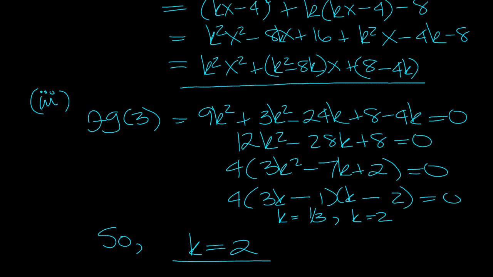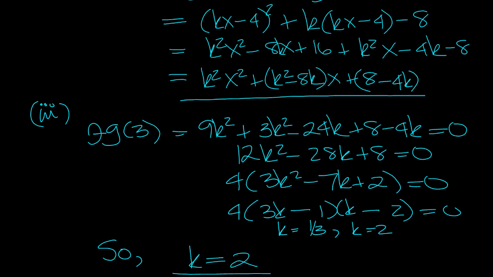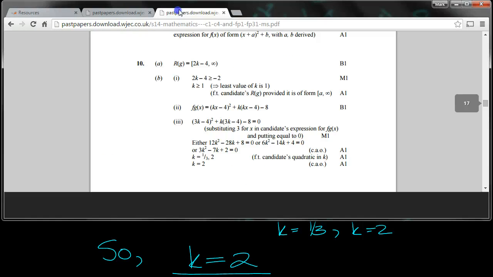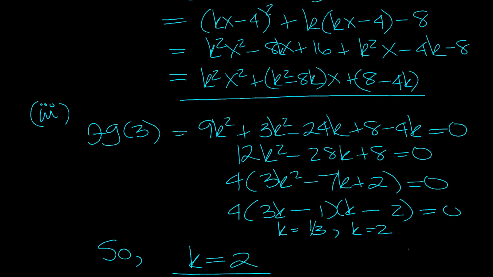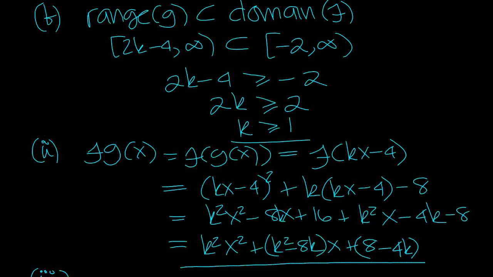Okay, that's what we get for our solutions then. So let's go back to the past paper. k is 2. We get this, which is what we must have had. K is bigger than or equal to 1. The least value of k is 1. Okay. So the least value of k is 1.